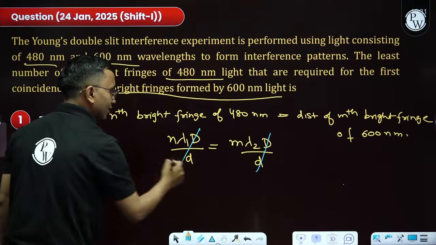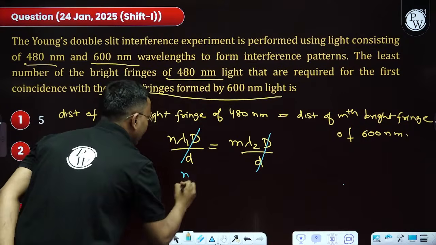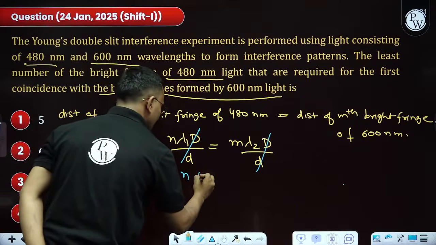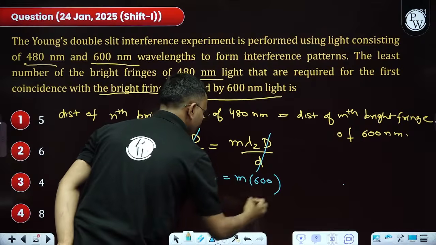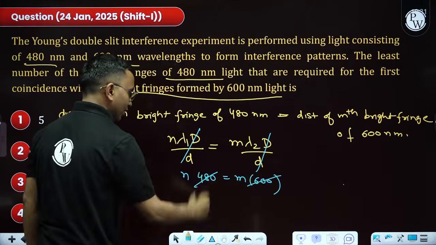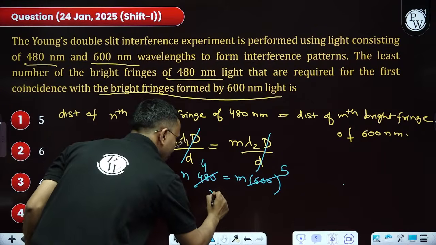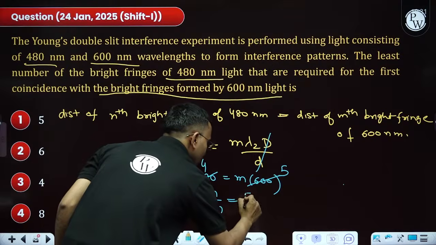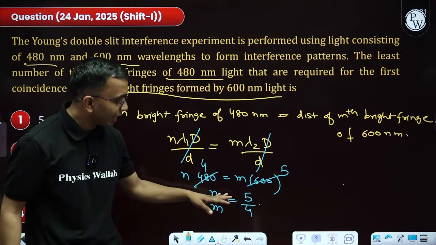d by d got cancelled. n lambda 1, which is 480, is equal to m into lambda 2, which is 600. Okay, what is it? 12 into 4, 12 into 5. So n by m comes out to be 5 by 4. What is the minimum value of n and m?